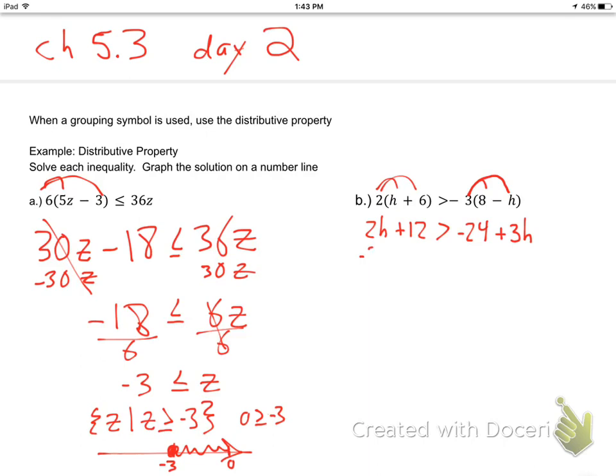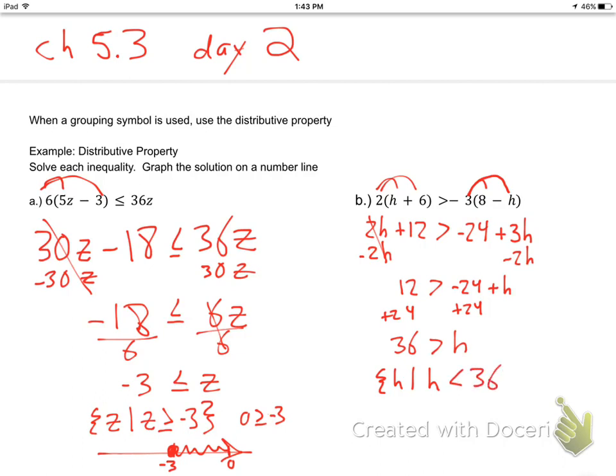So to get rid of 2h, I'm going to subtract 2h. So 12 is greater than negative 24 plus h. Add 24. 36 is greater than h. Set notation would be h such that h is less than 36.